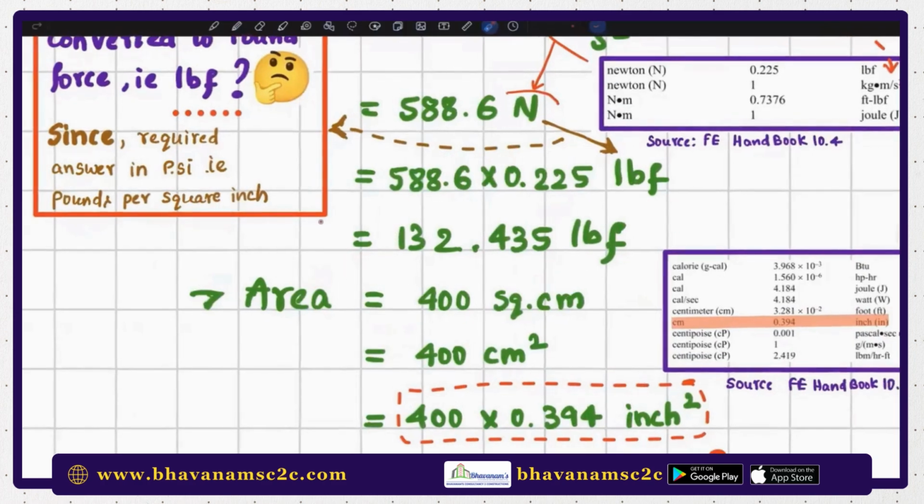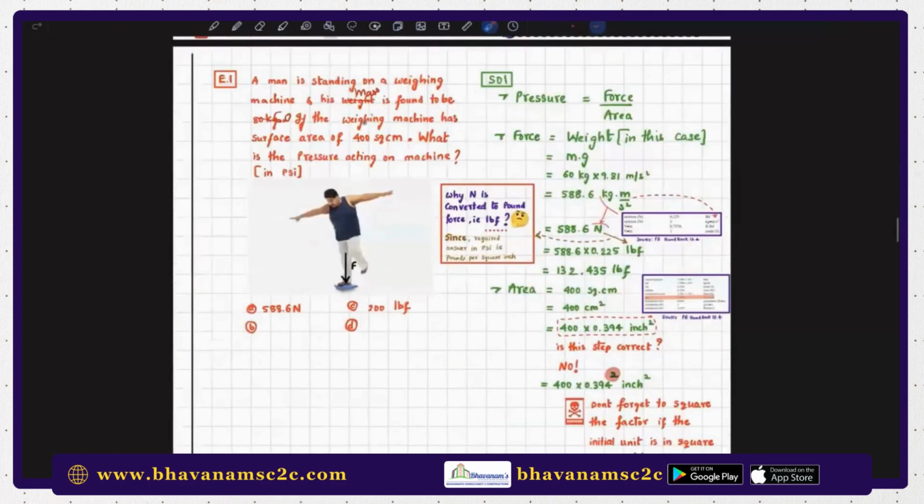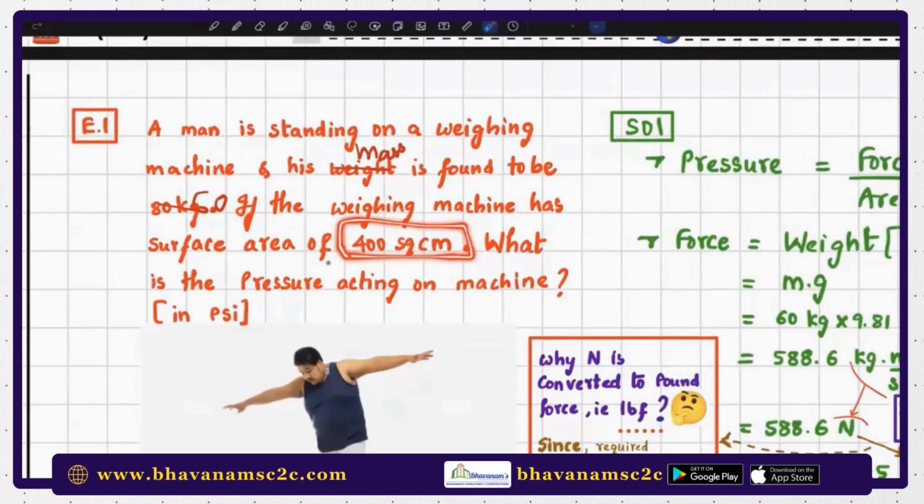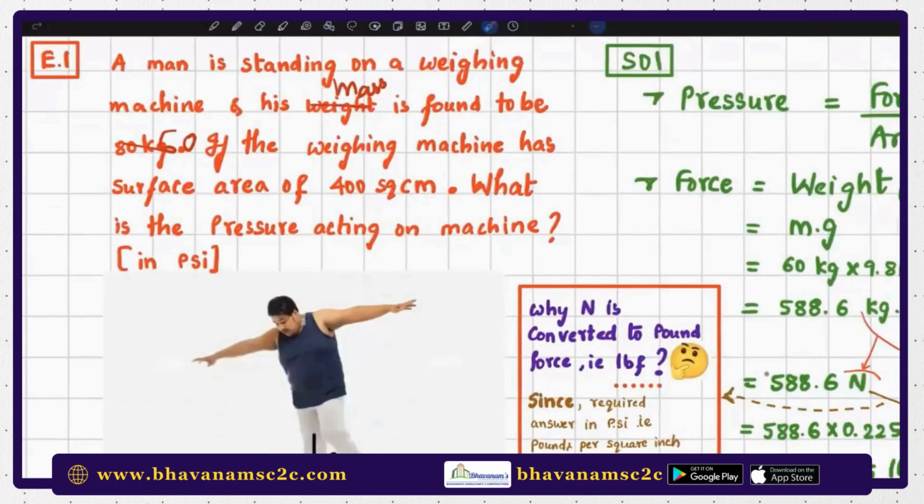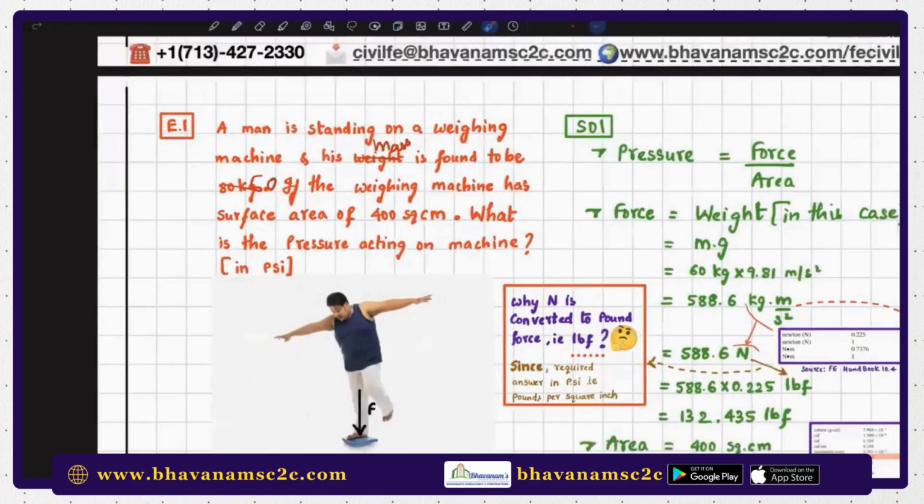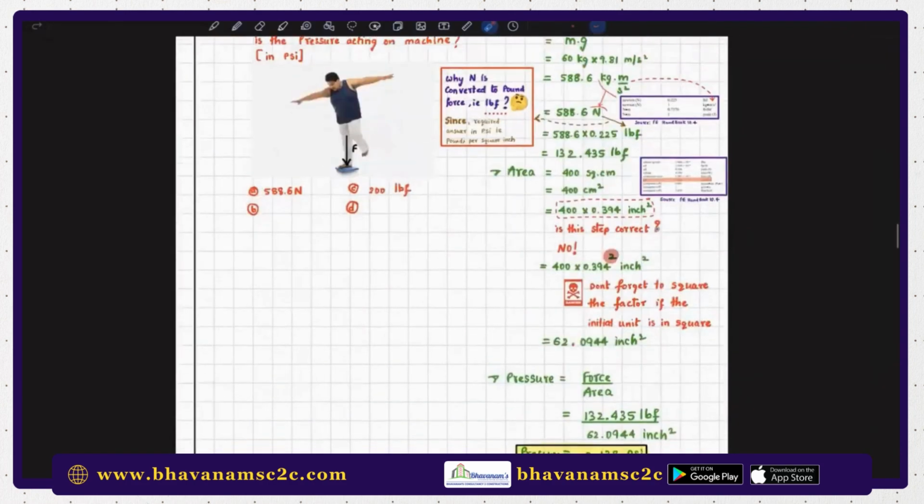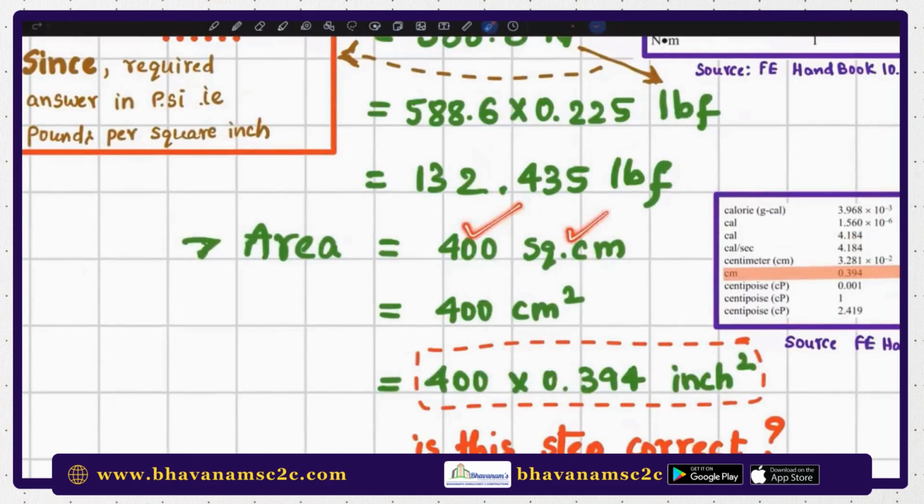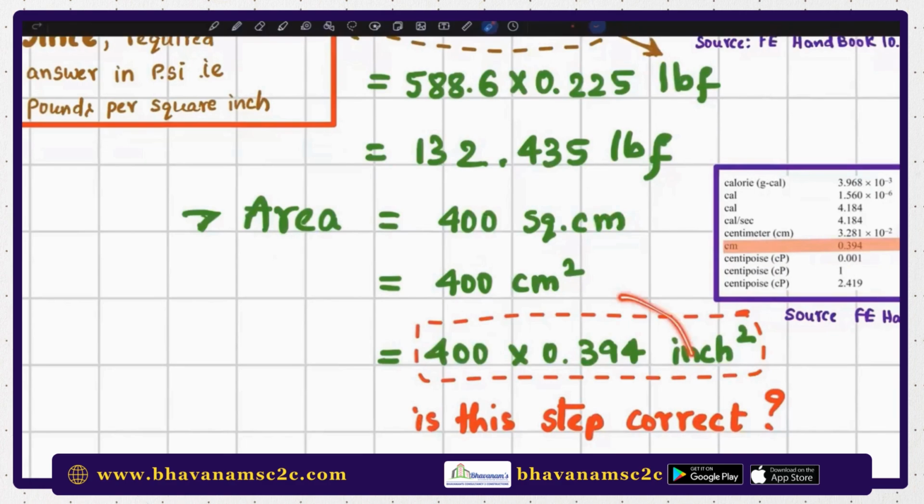The area in the question, what they have given? It is given as 400 square centimeter. It is in square centimeter, but the unit required is inch square, or square inches. So I want to convert into inch square. There is one more important thing to be noted here. 400 square centimeter, fine. Square centimeter is nothing but centimeter square, fine. Now I want to convert into inch square, fine.